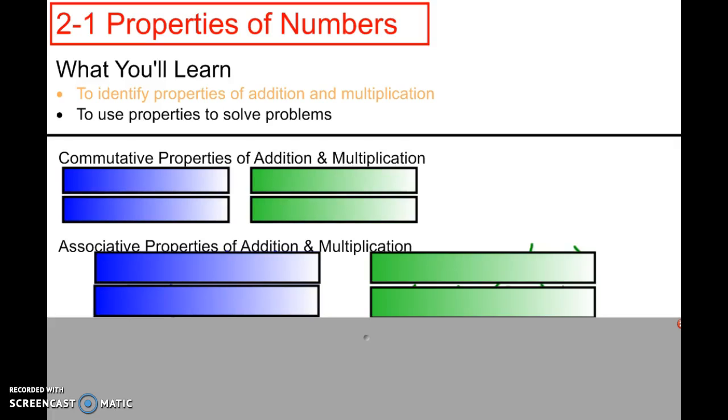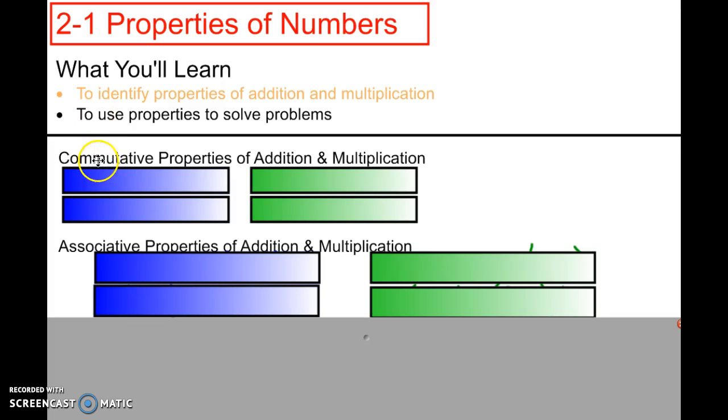This video is going to cover section 2-1 in pre-algebra called Properties of Numbers. The objectives of this section are to identify properties of addition and multiplication and to use properties to solve problems. This video will focus on the first one.